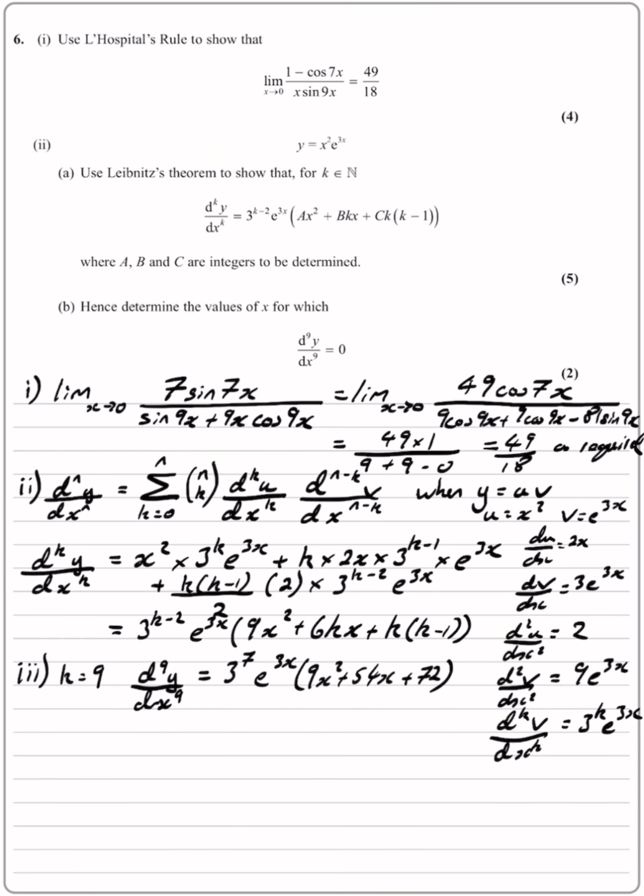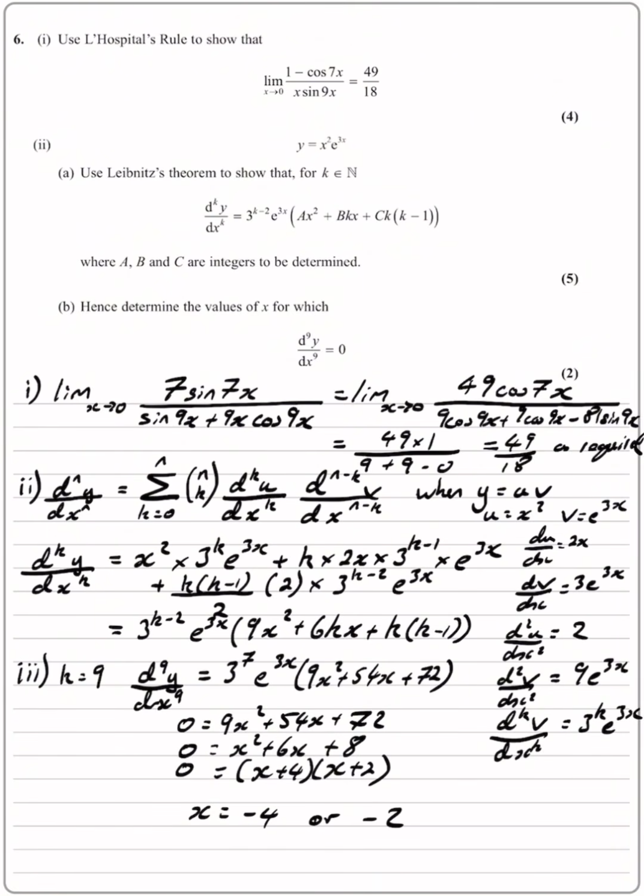Well, we want the 9th derivative to be 0, so I shall replace d9y by dx to the 9 with 0. Dividing by 3 to the 7 and e to the 3x immediately to make them disappear, we can do that because they won't be equal to 0, so that's fine. We will get our solutions from 0 being equal to 9x squared plus 54x plus 72. Everything's divisible by 9 there. Factorizes really nicely, and we get our two solutions, x equals -4 or -2. That's question 6.